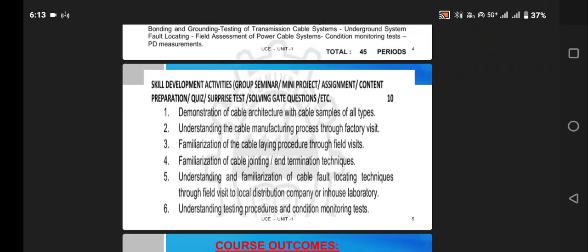It consists of several skill development activities. These are listed here.